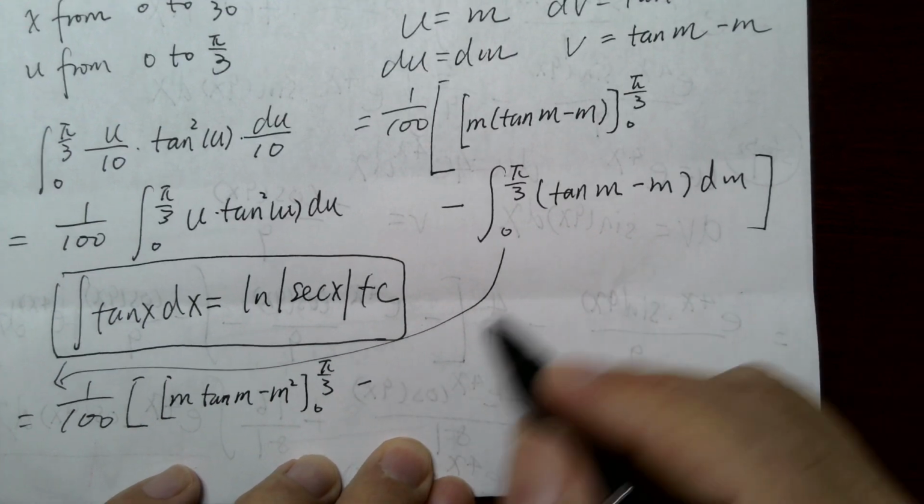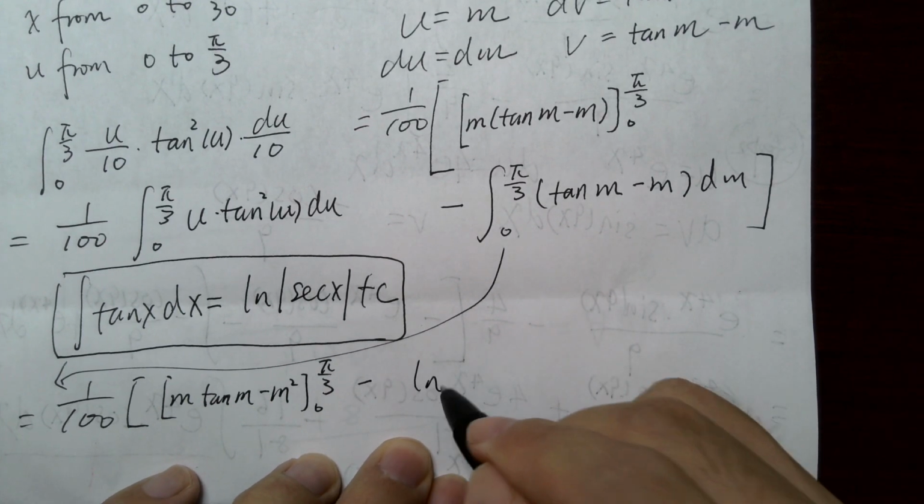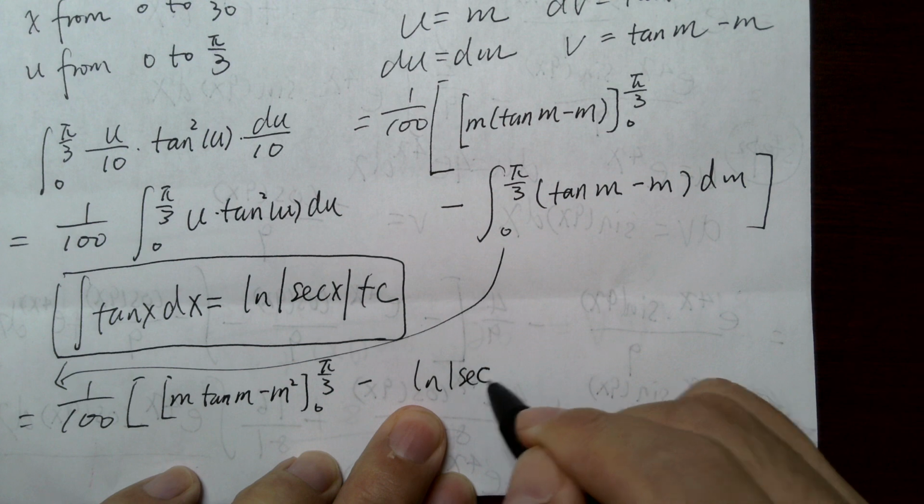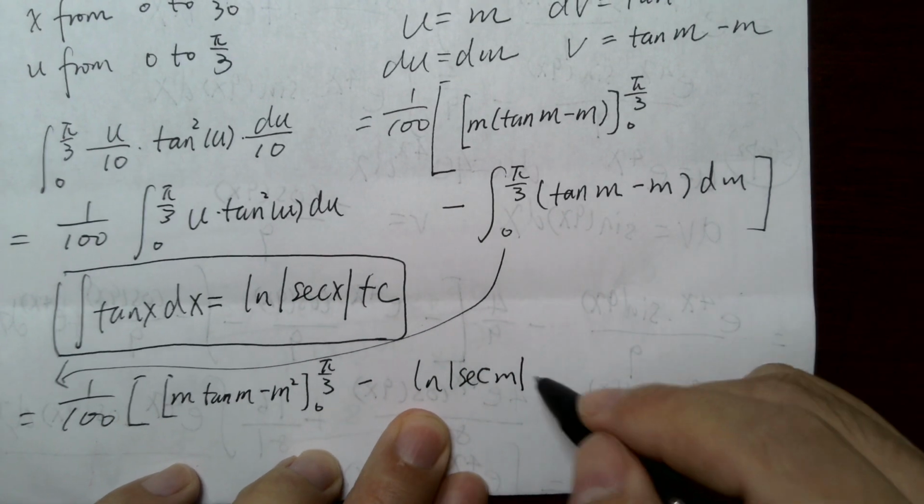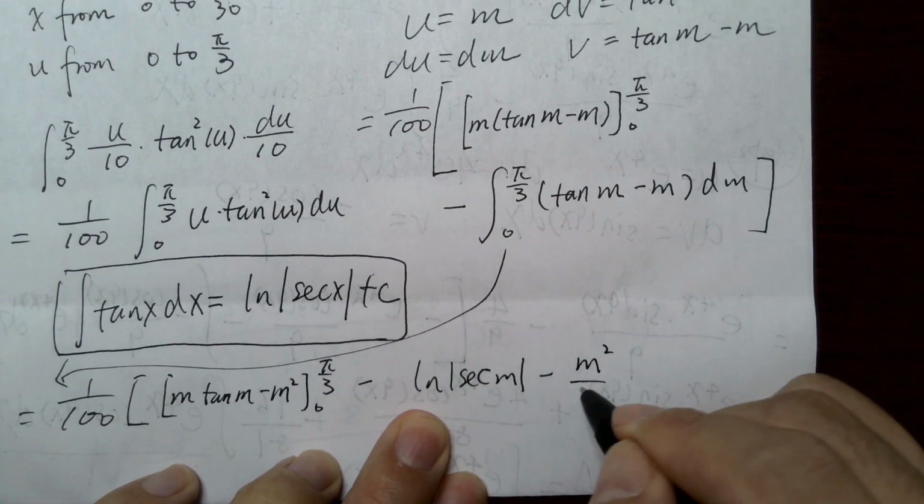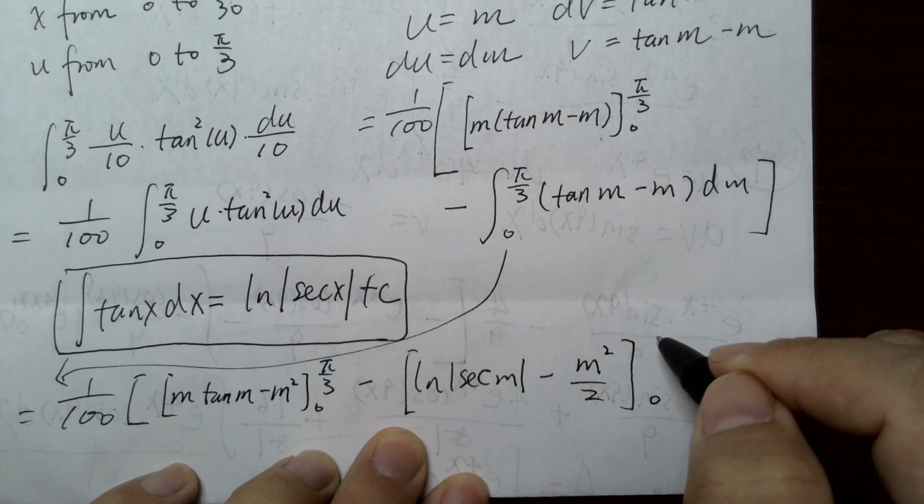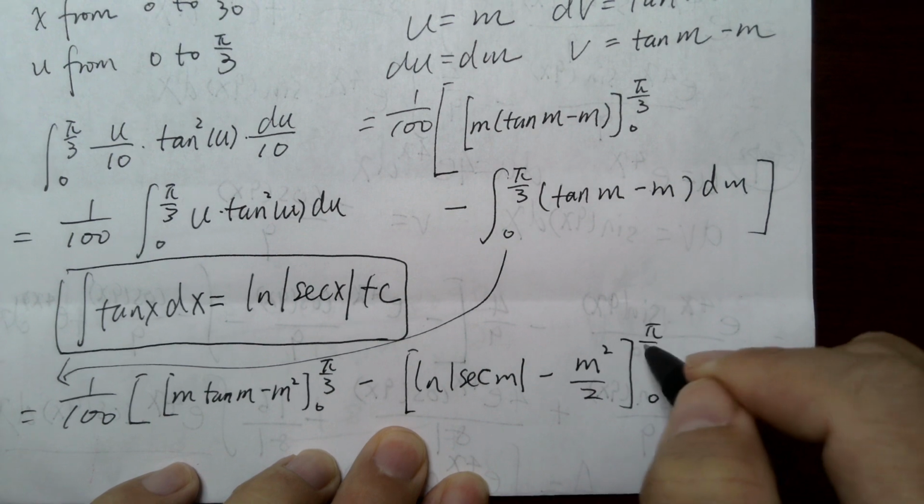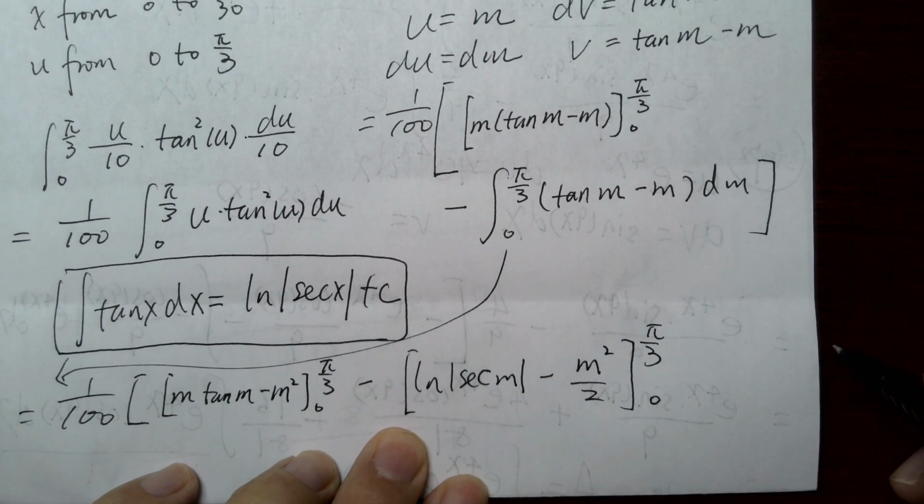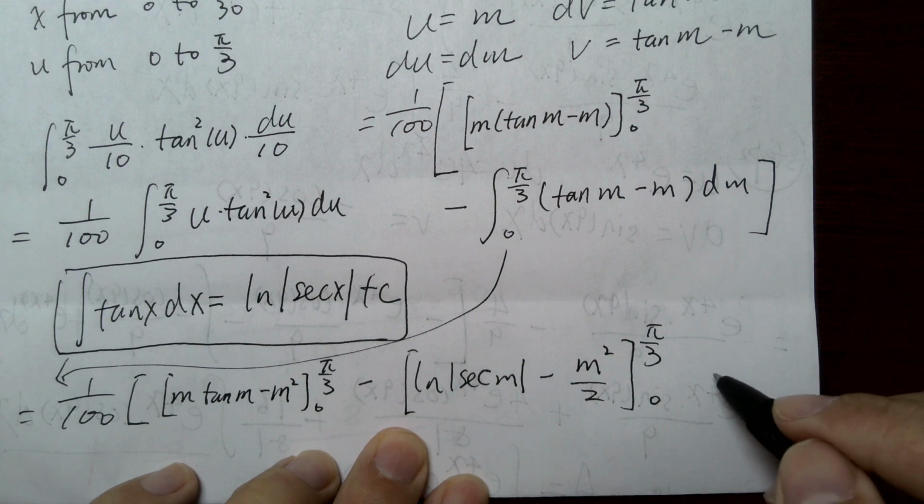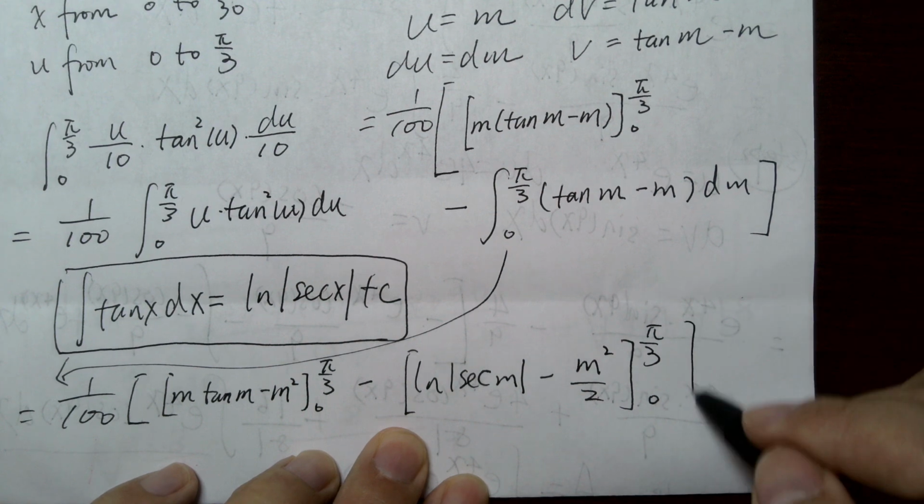And minus ln of secant m, right? And then minus m squared over 2, evaluated from 0 to pi over 3, right? Pi over 3. And then that's it.